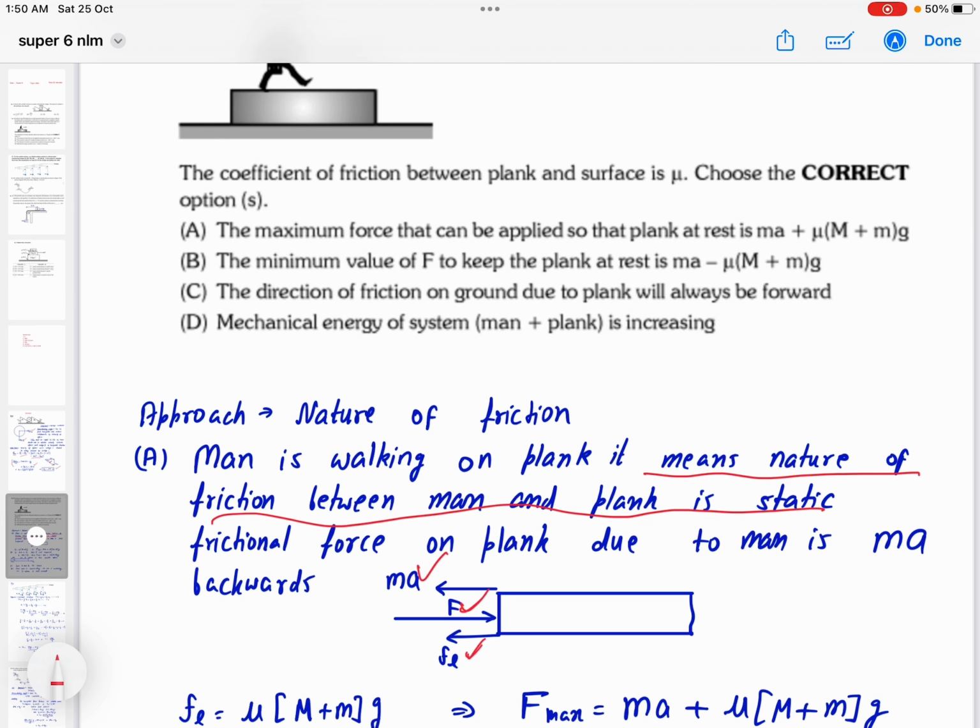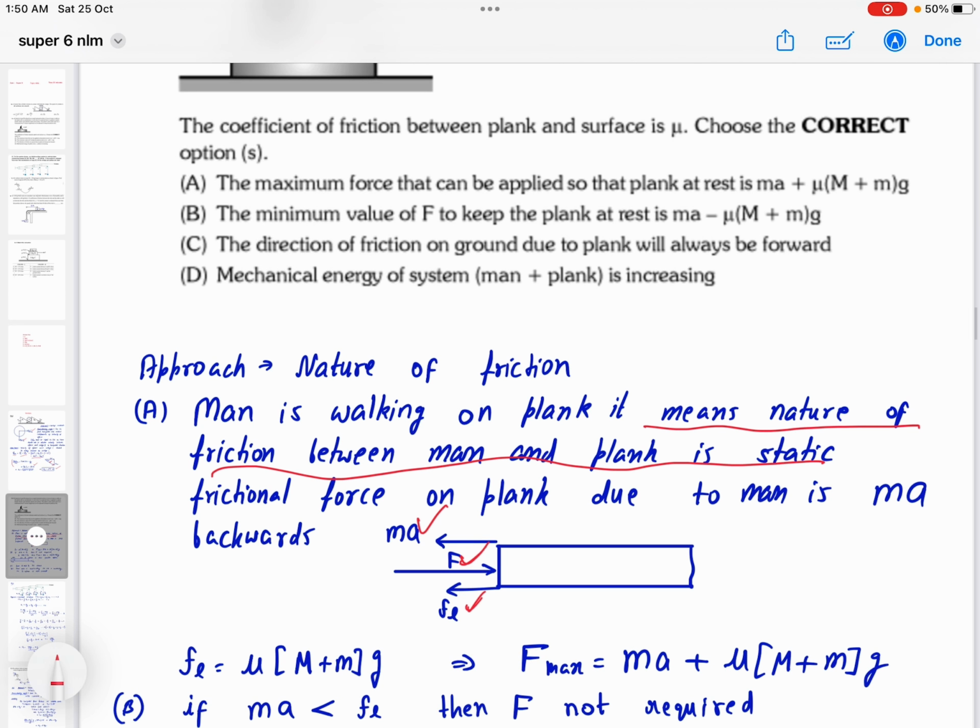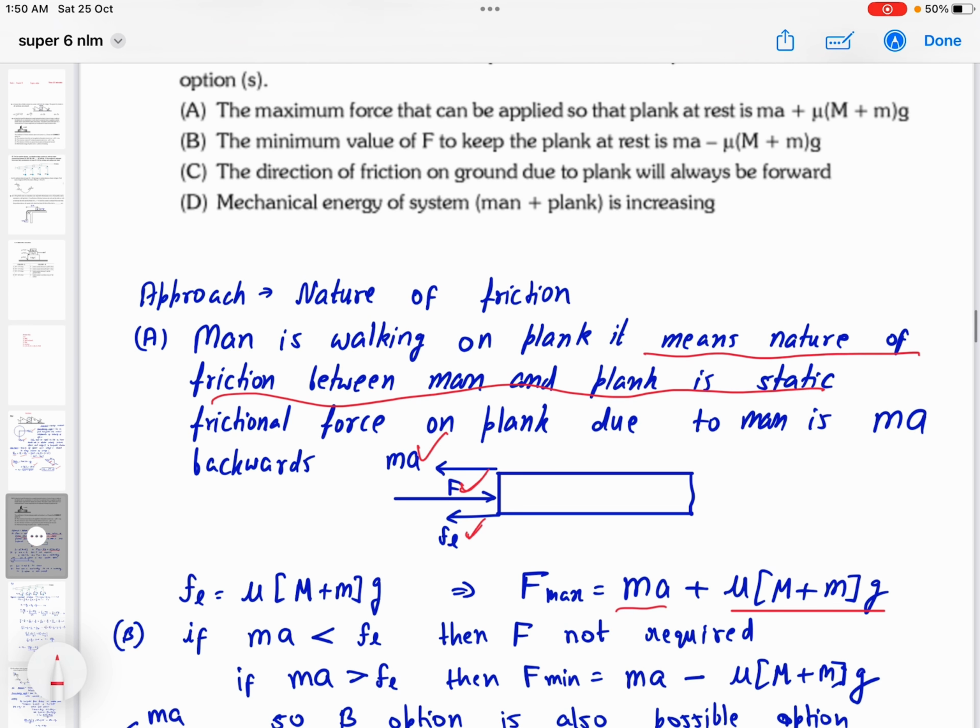So how much maximum force can you apply? The maximum force you can apply is this ma plus the limiting value of friction from the ground. That is the maximum force you can apply. Now option B is a very tricky option, beta. In this question, we have to select the possible options, so what can be the correct possible option.